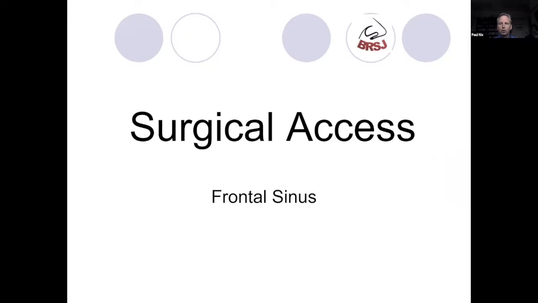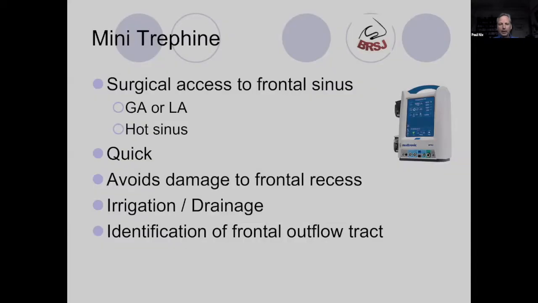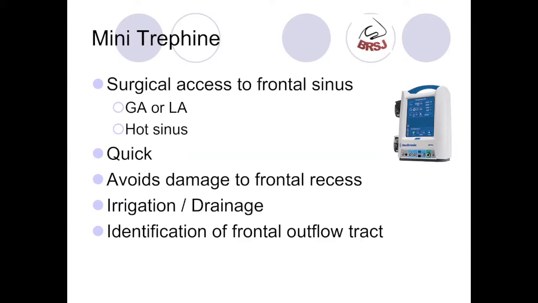So, going to look at some simple surgical access, and the mini-trephine is an absolutely fantastic way of getting into that frontal sinus. It can be done under a general anaesthetic or a local anaesthetic, and it's specifically good if you're thinking about having to operate on a hot sinus, i.e. an acute infection in that frontal sinus. It's quick, it avoids damage to the frontal recess, which is a really important bit, and you're able to irrigate and drain the frontal sinus. It's also useful if you want to identify the frontal outflow tract.